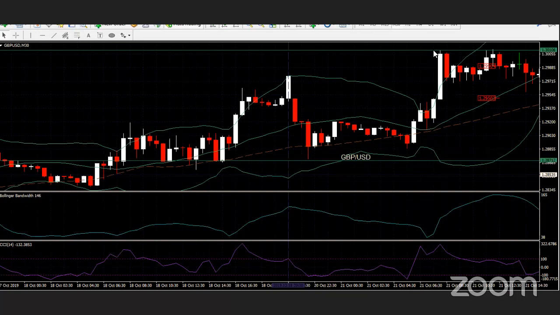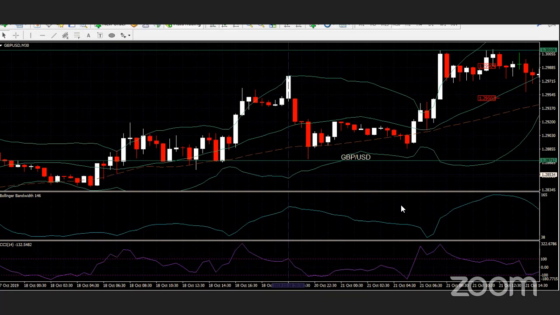We're watching, and then we see price slowly coming back inside of the upper band. And then we get the reversal. We see the CCI divergence. I like using the CCI to help me confirm divergence. Some people use the MACD histogram. I like using the CCI.